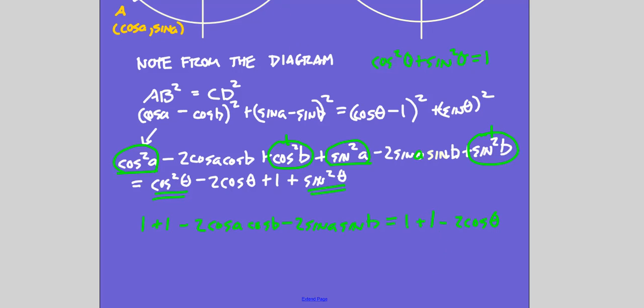So now let's look at both sides here. Well, I have 2 here and 2 here, so I can subtract those out. So now I'm left with, and notice I have negative 2, negative 2, negative 2. I can divide everything out by negative 2 on both sides, which you're allowed to do. So that gives me cosine A cosine B, but if I'm dividing by negative 2, that should be plus sine A sine B. And that equals cosine theta.